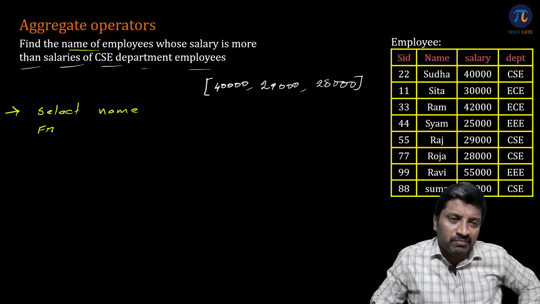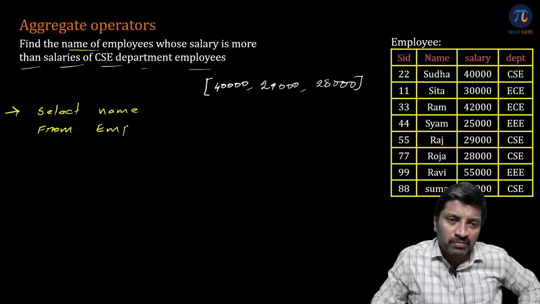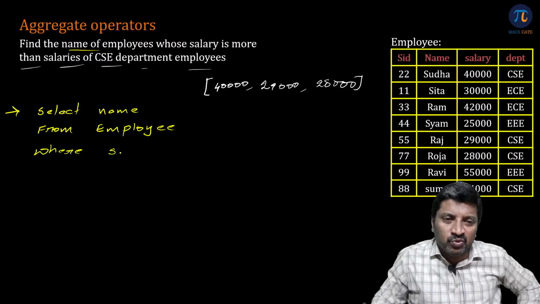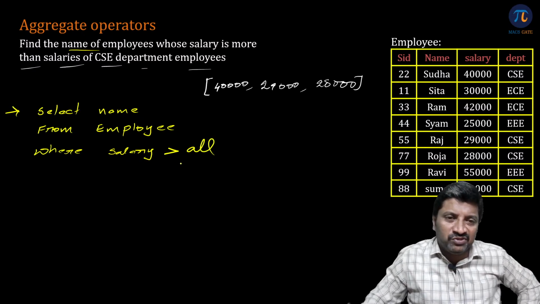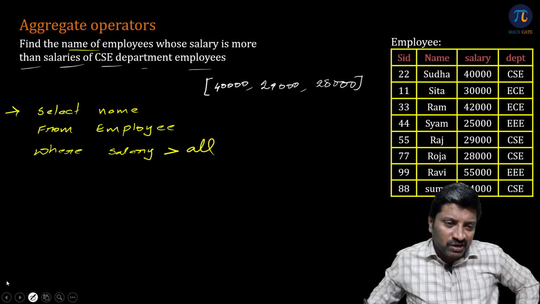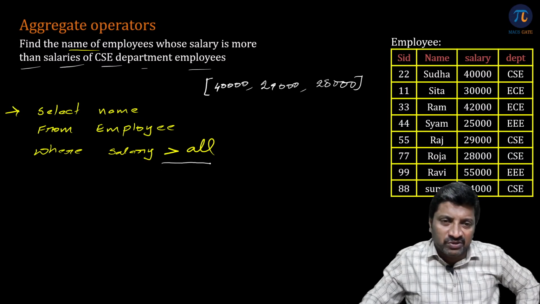Select name from employee where salary is more than all the salaries of this one. Salary greater than all. This is the keyword which we have already used, sir. What is all? It needs to satisfy with all the values. Greater than all. What are the values, sir?